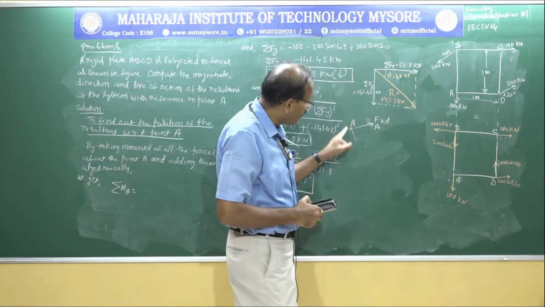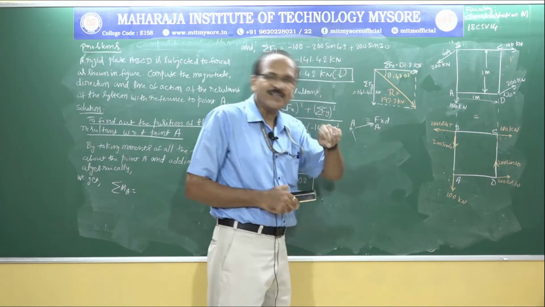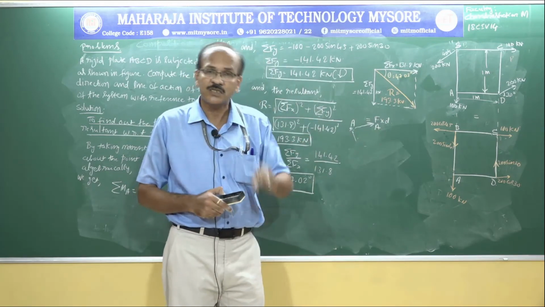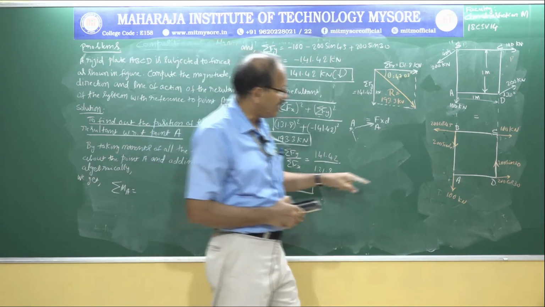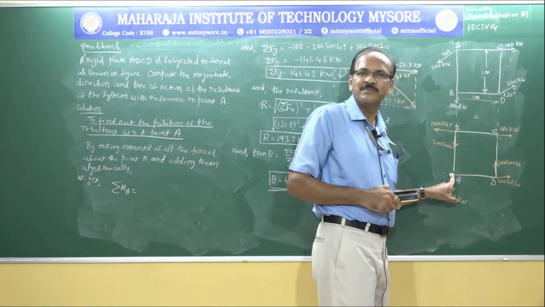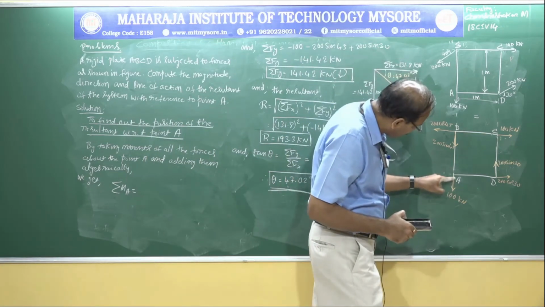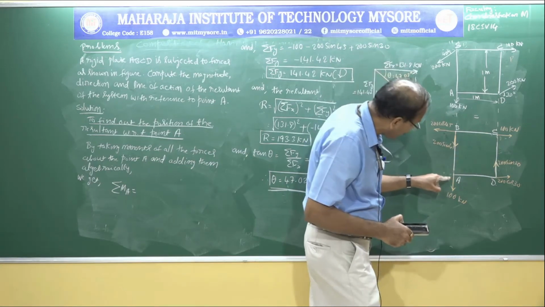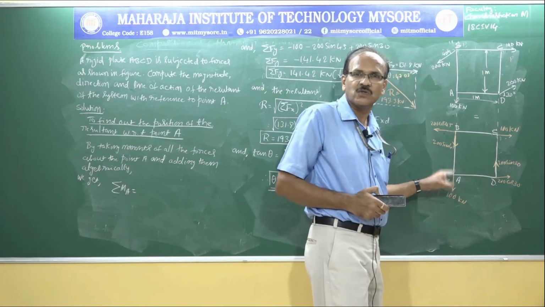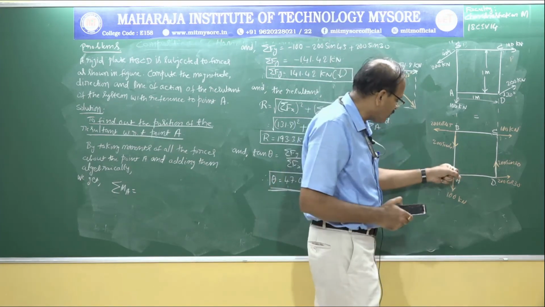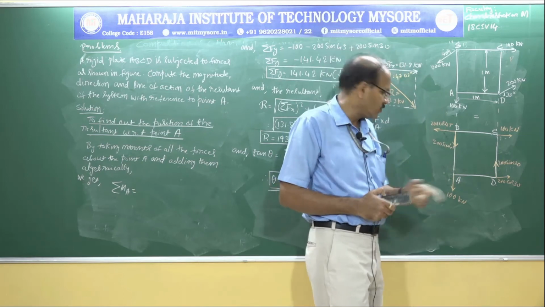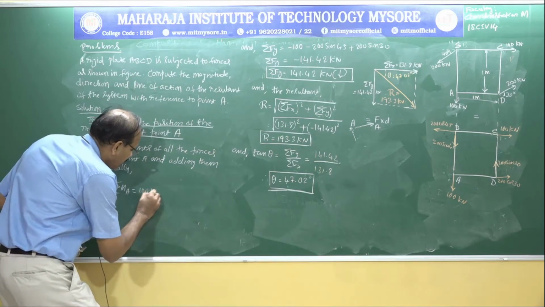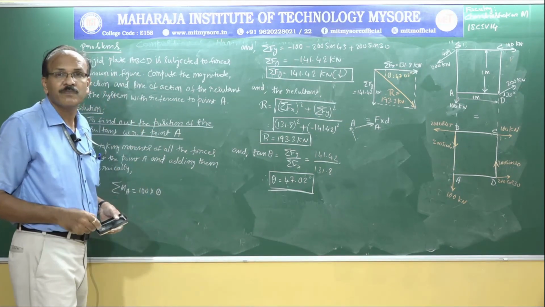That means the moment of any force about a point which is located on the line of action of the force is always 0. Here I am considering this point, and if I extend this force, the line of action has point A on it, so the perpendicular distance is 0, so the moment is 0. So that is 100 kilonewton multiplied by 0.